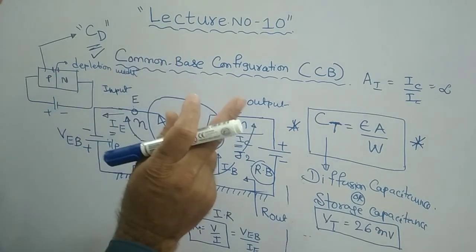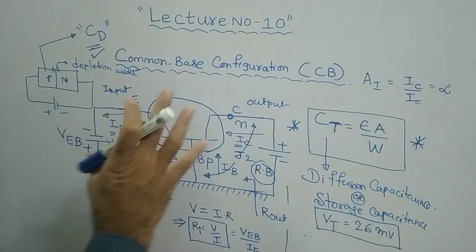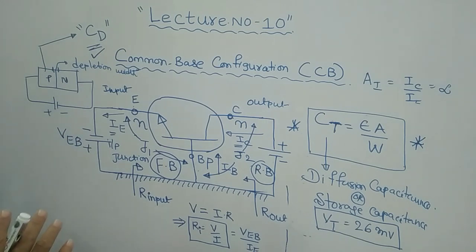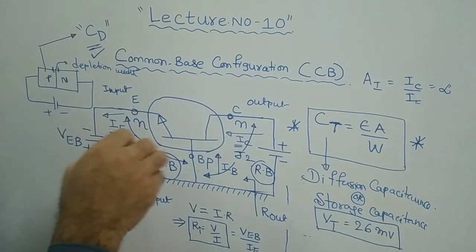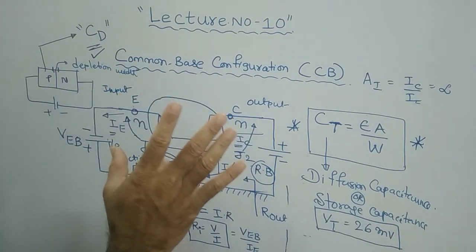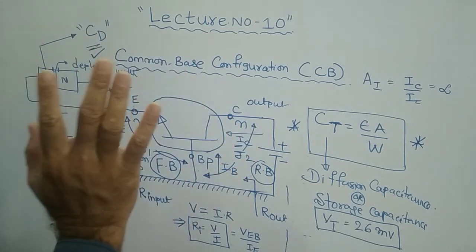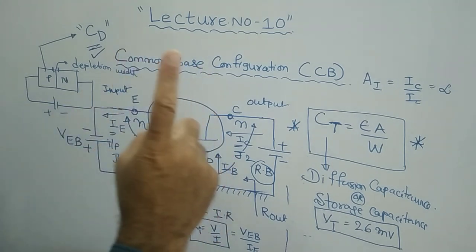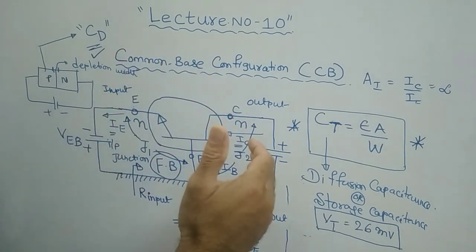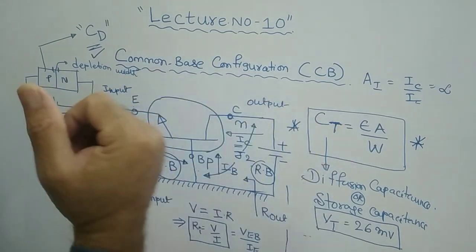Therefore that is the reason why most of the time CB will not be used as an amplifier. The CB circuit is very rarely used, or you can say it will almost not be used actually. The common emitter configuration is the widely and popularly used configuration.